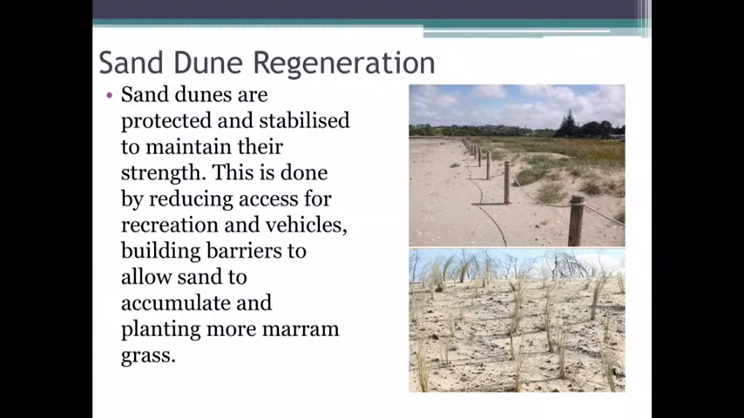This is very cheap, and one of the most effective ways of allowing sand dunes to regenerate is by simply putting signage up to explain to people where they can and can't go and why it's important to protect the sand dunes.